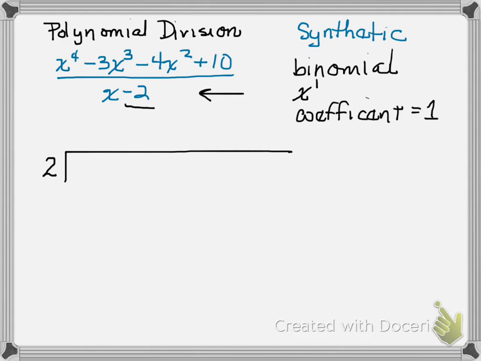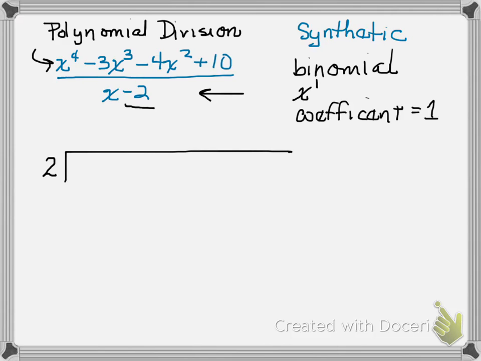Now underneath our division symbol, we're not going to write everything. We're only going to write coefficients. So notice here's what we're dividing: x to the fourth minus 3x cubed minus 4x squared plus 10. All we're going to write down under our division symbol are the coefficients. It's really important to make sure that your powers are written in descending order, and indeed they are. We have 4, then 3, then 2.